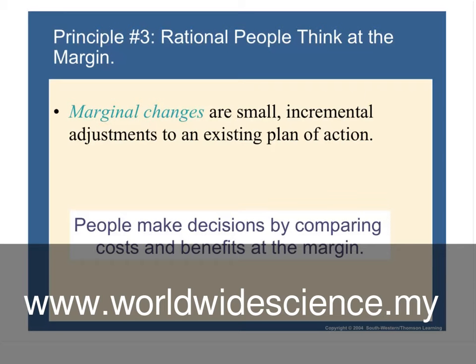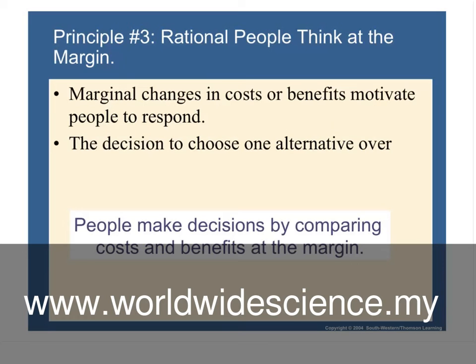So those decisions that we make are based on what are the changes or smaller adjustments that we get by doing something, and that's how it makes sense to say people make decisions by comparing costs and benefits at the margin. So margins means the adjustments or changes that you get according to your decision.